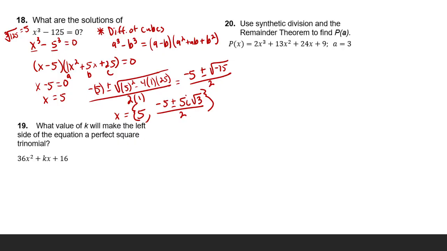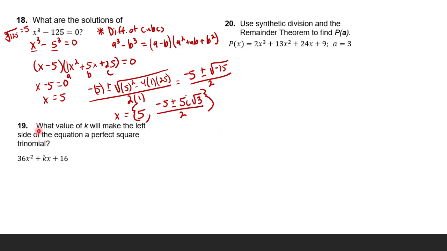Okay, so for that one, we need the difference of cubes formula and we need the quadratic formula in order to solve and find those solutions. Okay, you can check your solutions by plugging them back into the original equation. So like I could plug 5 back in there, see if it works. I can plug this in there for the x and see if it works.